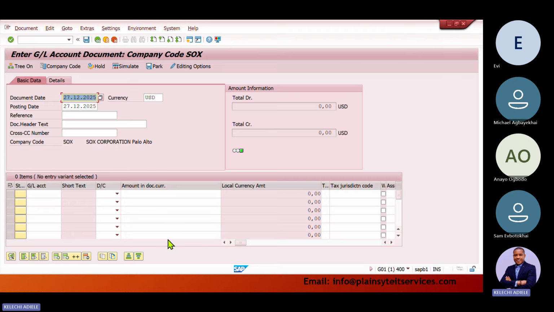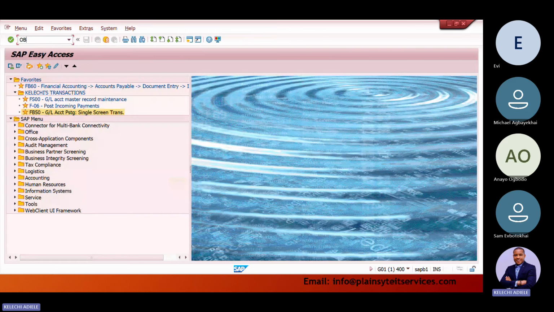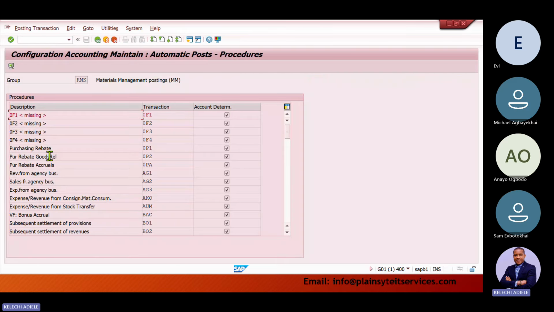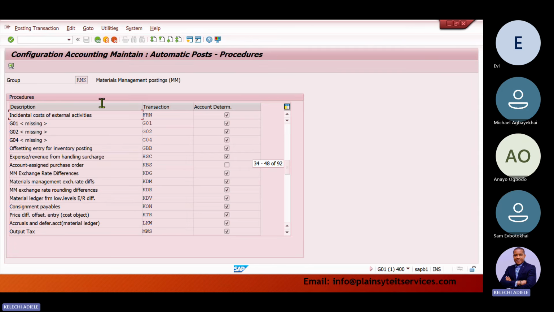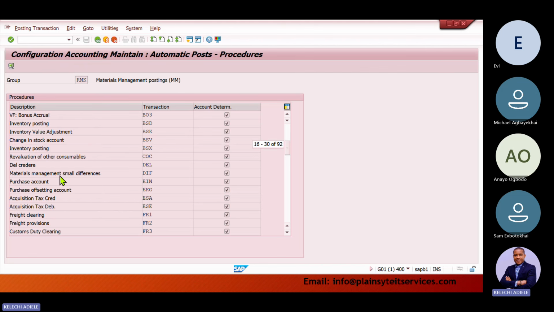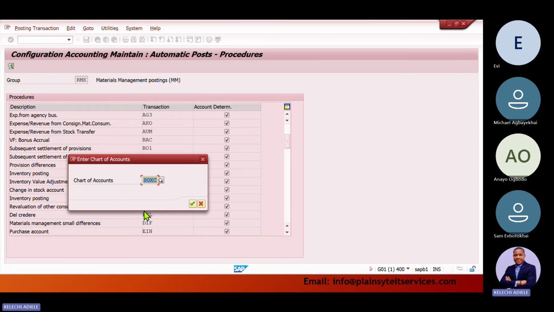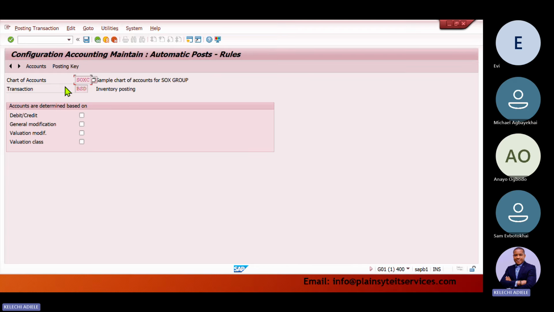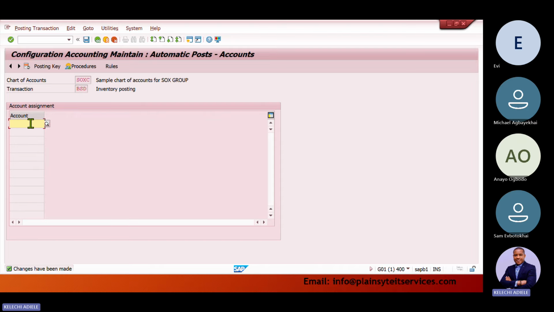It's also very important. So if I go to OBYC, for example, which is the integration point between finance and material management, this is the integration point between finance and MM. And you're going to see some key activities that happen, but this is one that is my interest. If you look at inventory posting, here we're supposed to tell the system, when we're posting inventory, when we receive the inventory, what GL account.